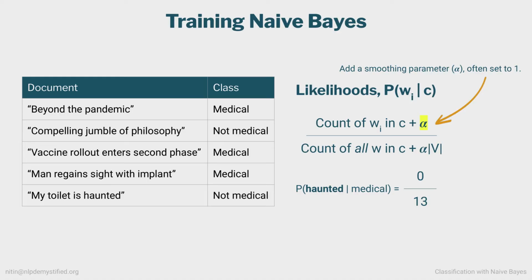To deal with this, we add a smoothing parameter, alpha, to the numerator, which often defaults to 1. So in the event a word doesn't occur, we won't get a 0. We also add the same smoothing parameter to the denominator multiplied by the size of the vocabulary. If you recall the concept of hyperparameters from our modeling video, you can consider alpha to be a hyperparameter we can adjust. So assuming alpha is set to 1, the updated likelihood of the word haunted given the medical class is then 1/34. With that solved, we go on to do the same with each word. And that's it, our classifier is now trained.